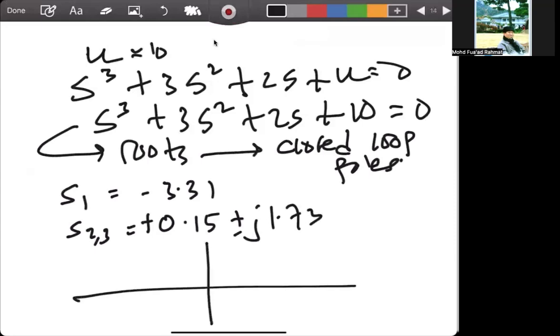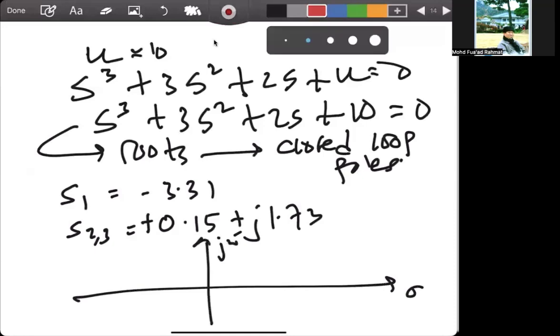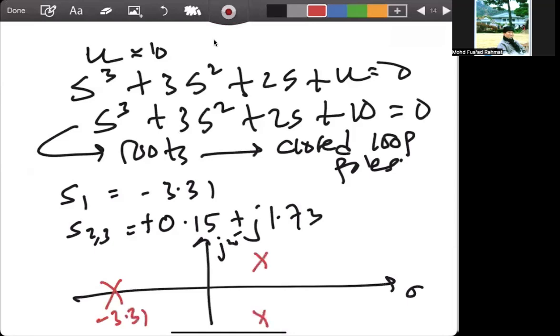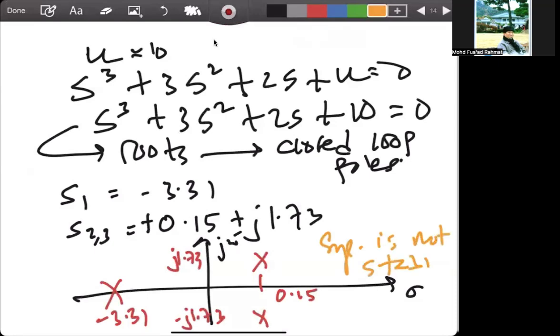So when we plot on the s-plane, the poles are located over here and over here. So you can see that the system is not stable, due to two poles located on the right half plane. Okay, so as simple as that.